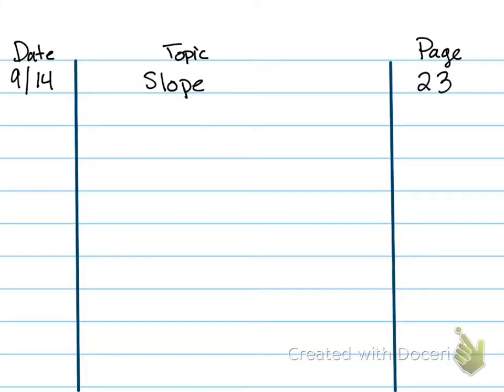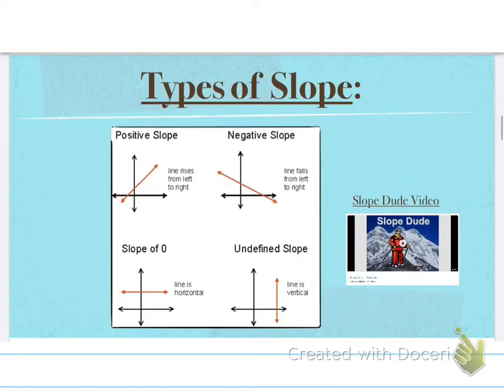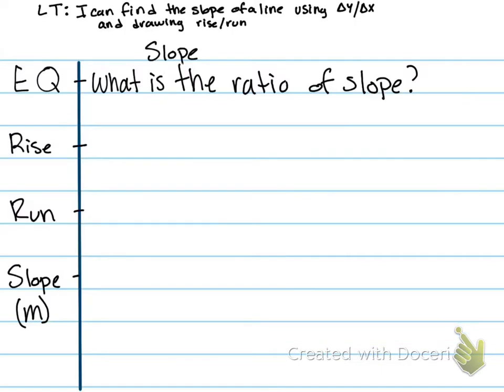Today's topic is going to be slope. Our date is 9/14 and my page number is 23. Okay, so first let's go ahead and talk about what slope is.